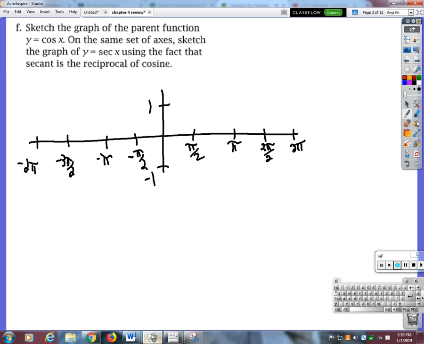Okay, Cody, describe to me the graph. We got everything we need. Where does it start? Cosine starts at the top. Where does it go from there? Pi over 2, and then where? Okay, and then same thing.